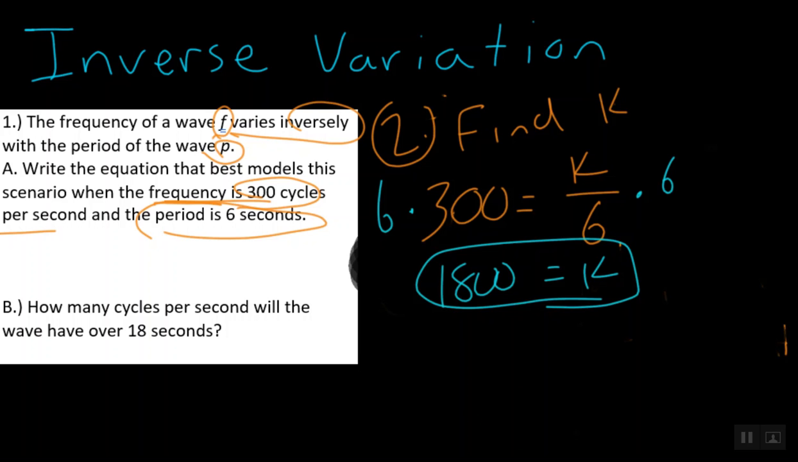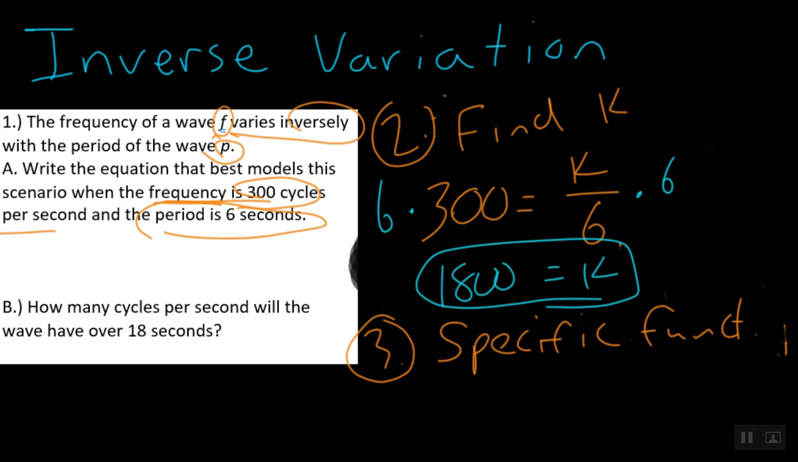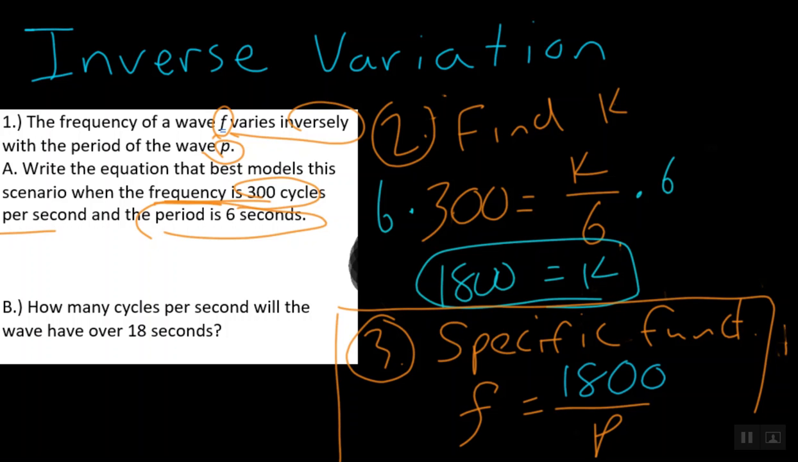Now, let's just call it step 3. We'll give it its own individual step. Step 3. Let's say write the specific function. Okay? And your specific function is going to be this. It's the frequency from our general, so we write f equals, but here we actually want to plug in k. And so I know that my k value is 1800. All right? And of course we'll divide that by the period p. So this is our specific function, and that's actually what we're going to write for letter A. We'll say, you know what, f is equal to 1800 over p.